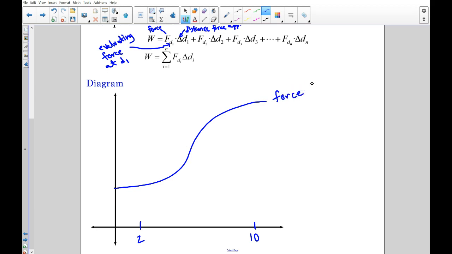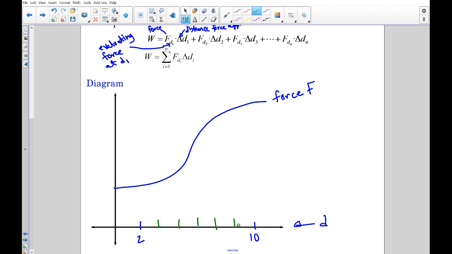Okay, and I'm going to use capital F. Okay, here's my distance. This is D. Okay, and I need to break this up into intervals. So since it is variable, it's not constant. Perhaps I'm going to do something like this.